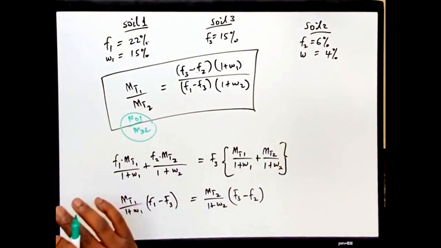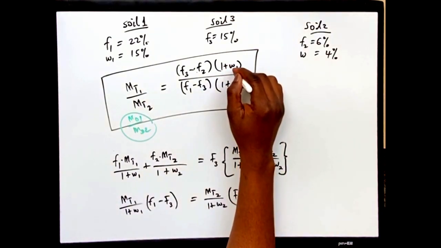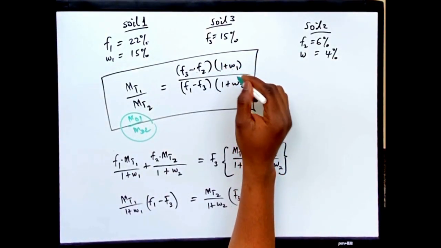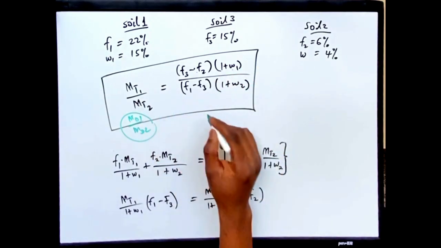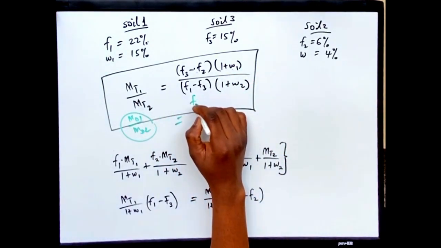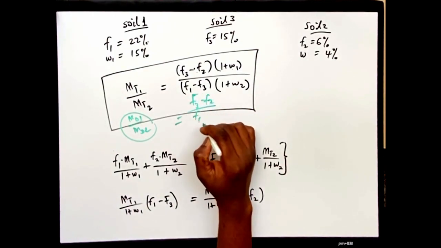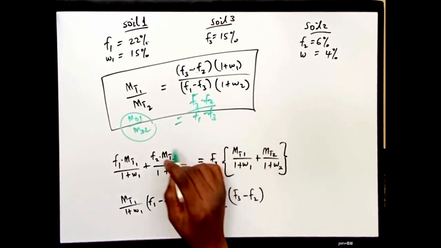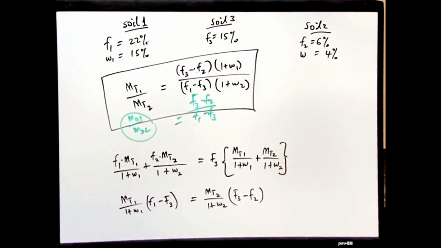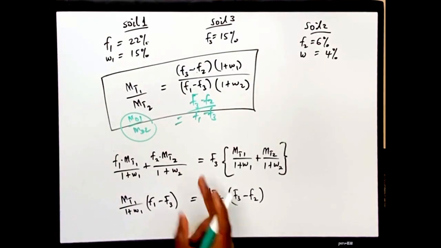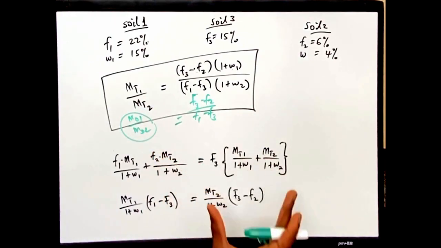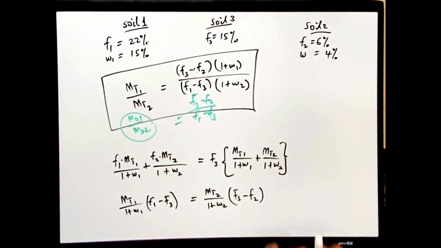If there was no moisture, this would go to 0, this would go to 0, so you wouldn't have these, and it would simply be F3 minus F2 over F1 minus F3, because there's no moisture, right? Okay. Yeah, so in the lab, this will be fine. You can dry them out, mix them. I mean, it might be slow, but you can do it.